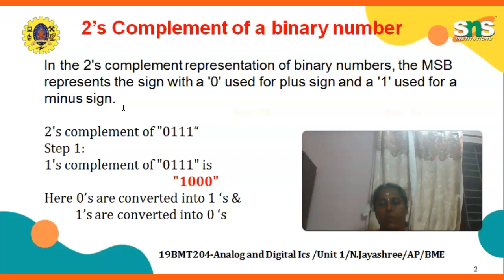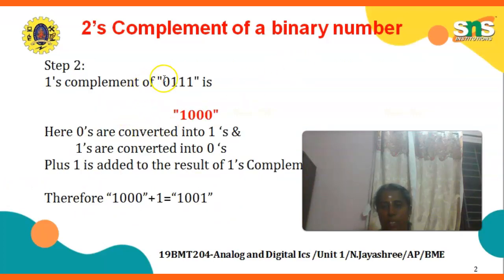So the ones complement of the given number is 1000, and to that result we add 1. In step 2, the ones complement of 0111 is 1000, plus 1 is added to the result of the ones complement. So 1 is added at the last digit, the rightmost end, 1000 plus 1, and we get the final answer as 1001.